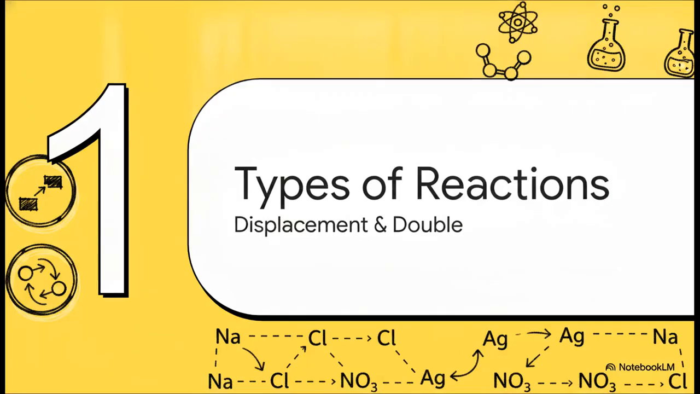Right, Section 1, types of chemical reactions. Let's begin our very first chapter by discussing the fundamental ways chemical compounds interact with one another. Now, there are a few ways reactions occur, but today we're really going to master displacement and double displacement.